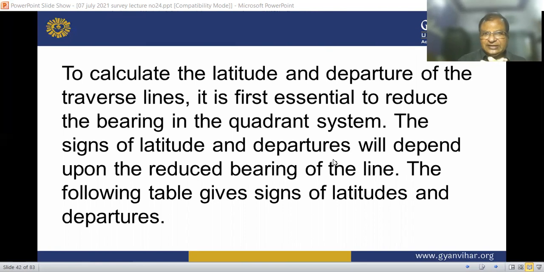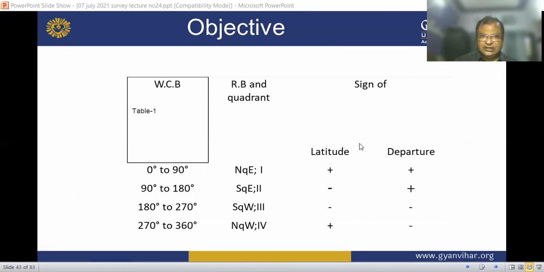Now to calculate the latitude and departure of the traverse line, it is first essential to reduce the bearing to the quadrant system, and the signs of latitude and departure will depend upon the reduced bearing of the line. So the following table gives the signs of latitude and departure.